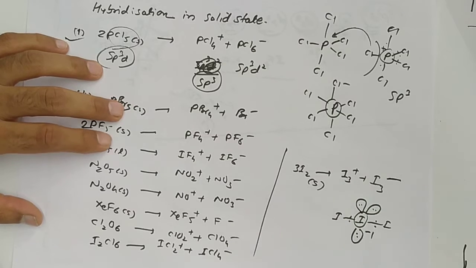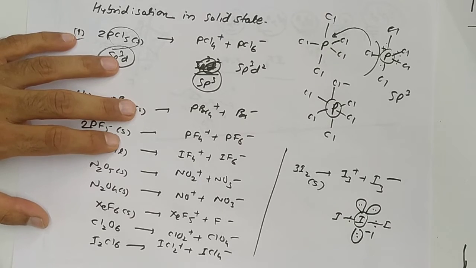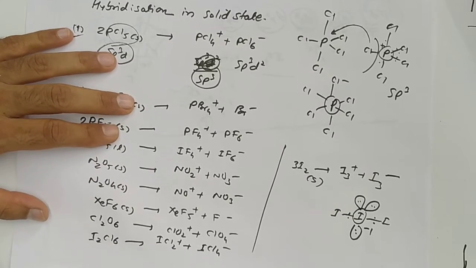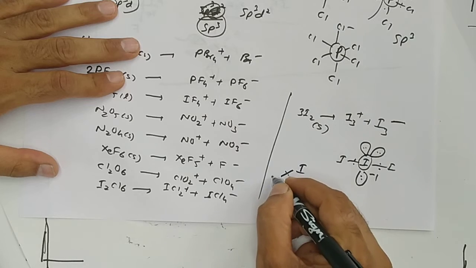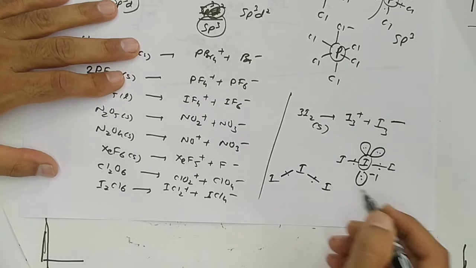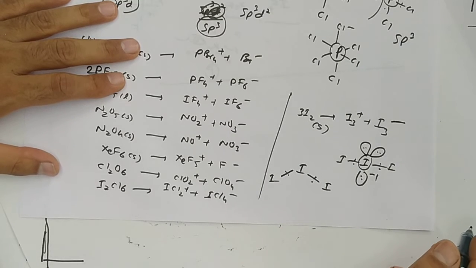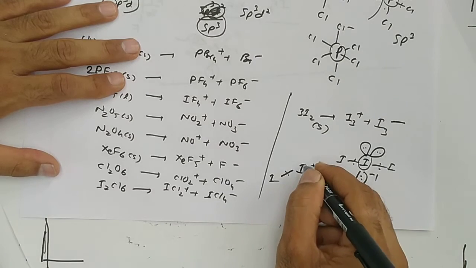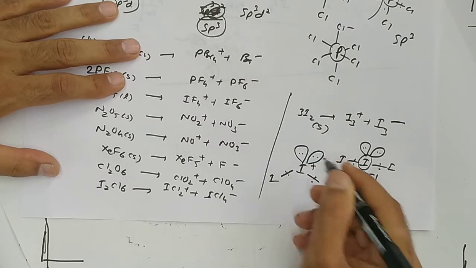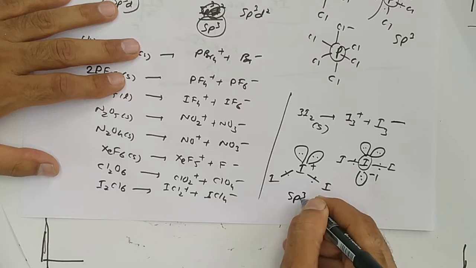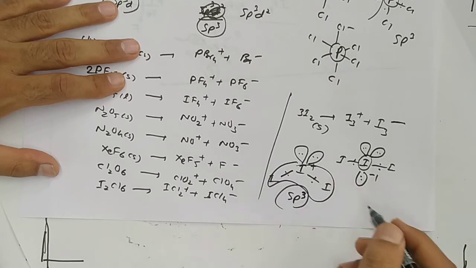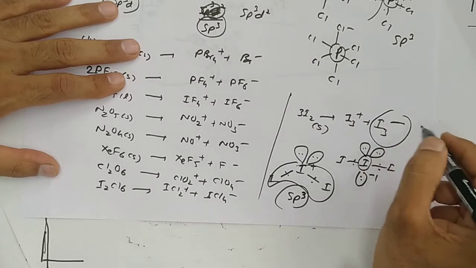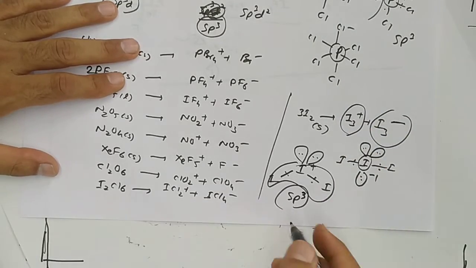What about I3 plus? In the case of I3 plus, iodine, 1 and 1, 2 are used, remaining 5. Of the 5, 1 is lost, so remaining 4. So sp3, this one is not linear but angular. I3 minus is linear, I3 plus is angular.